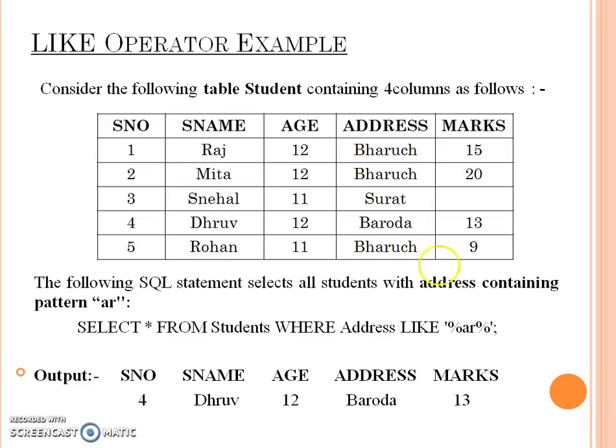Considering the next query, listing out the names and the details of the students whose address contains, suppose, the pattern AR. In order to check a particular pattern, I have to enclose it between the wildcard operator, that is percentage and percentage. Since I am least concerned with the starting letters and the ending letters, the only concern of mine is the pattern, that is AR.